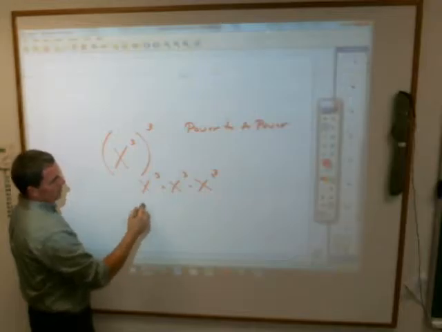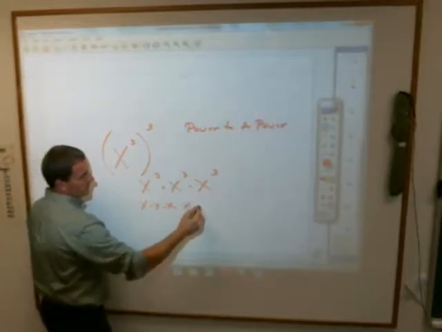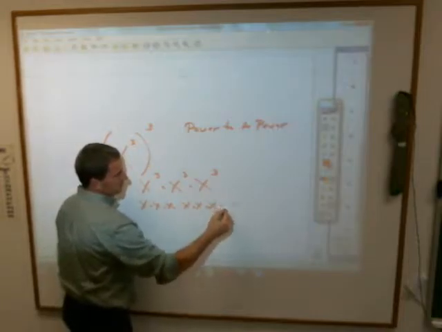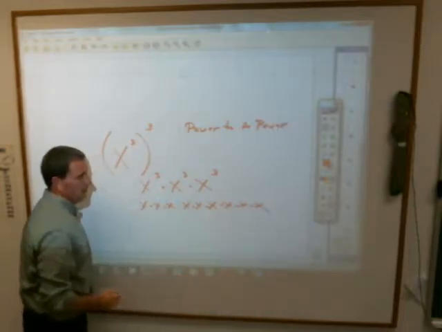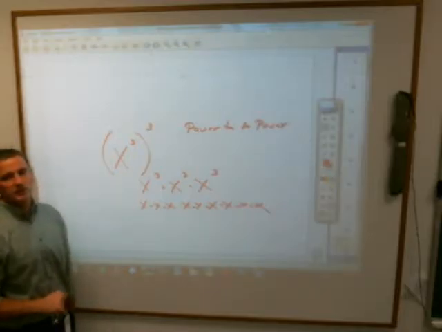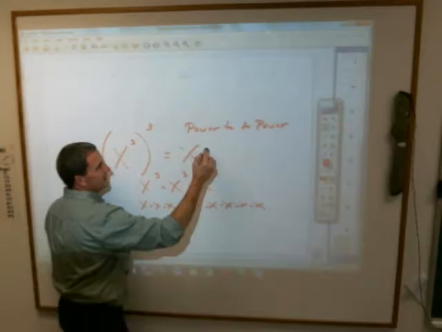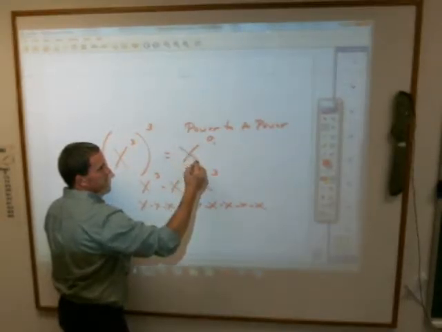And x to the third power means you have x times x times x. How many x's do I get there in the end? Brooklyn, doing her 7th grade math, ends up with how many x's? 9. Yeah, this equals x to the 9th power.